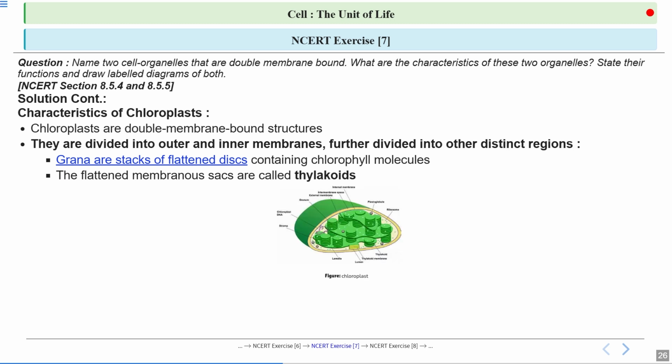Here you can see the structure of the chloroplast. These are the thylakoids. Stacks of thylakoids are known as grana. Two thylakoids are attached to each other with the help of stroma lamellae. You can show the stroma here. Chloroplast has its own DNA. It has its own ribosomes, which are of 70S type. You can show the intermembrane space here. This is the grana. This is stroma and lamella.